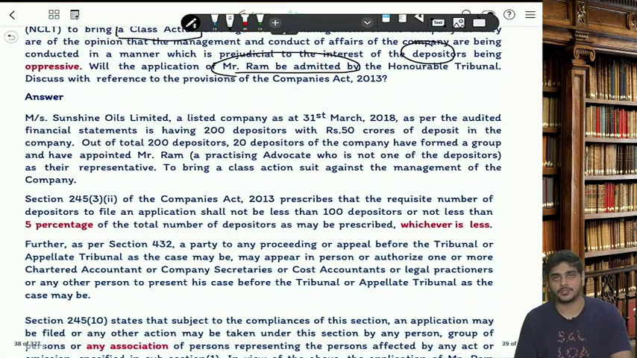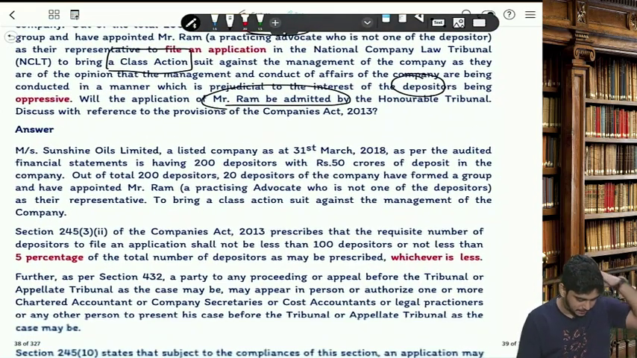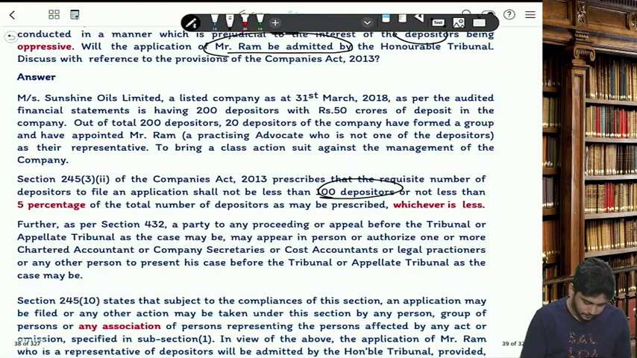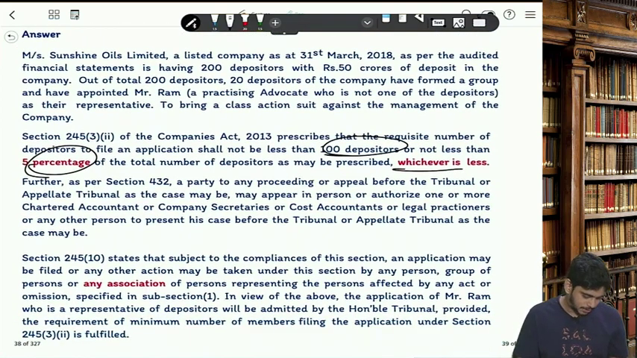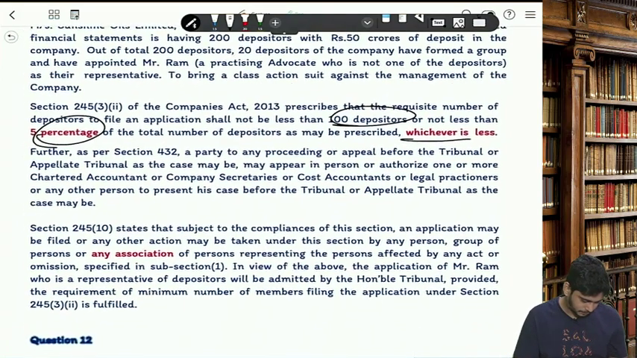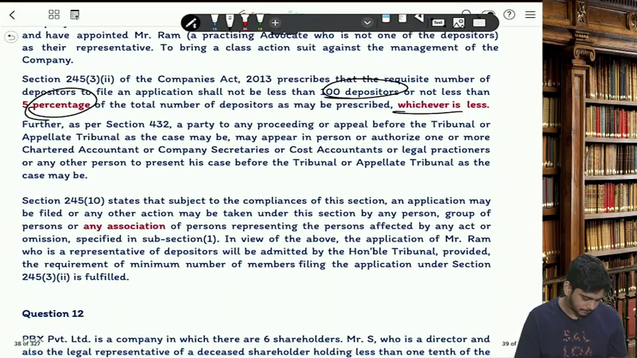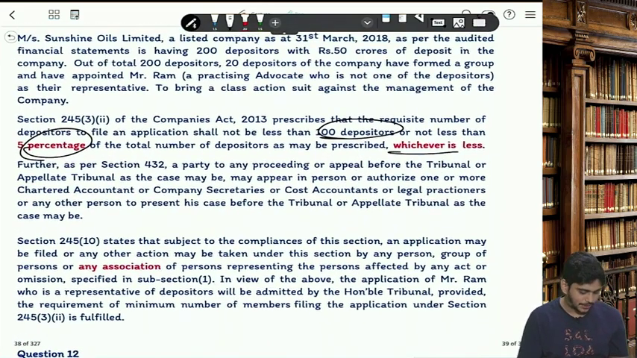So there were 100 depositors, or 5% of the total deposits of the company, whichever is less, or depositors owning 5% of the total deposits of the company in case of unlisted, and for listed, 2%. So the application would be valid. And CA, CS, CMA, lawyer, anyone can make an application.